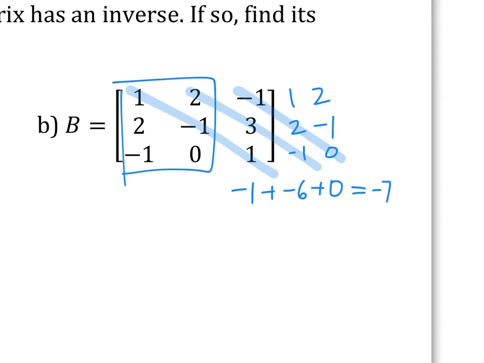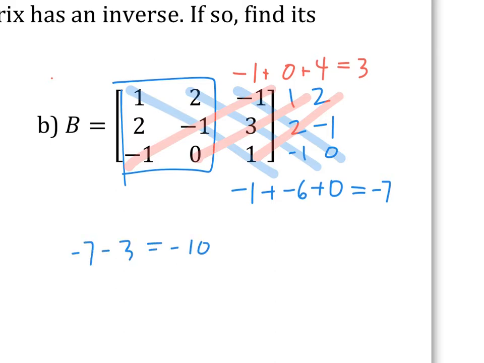Next, we're going to find the other 3 diagonals from bottom left to upper right. And we're going to do the same thing. We're going to multiply them. -1, -1, -1. -1. 0, 3, 1. 0. And then 1, 2, 2. Good. All right, we're going to add them together. 3. And then what we're going to do is the bottom number minus the top number. Okay, so the determinant is -10.